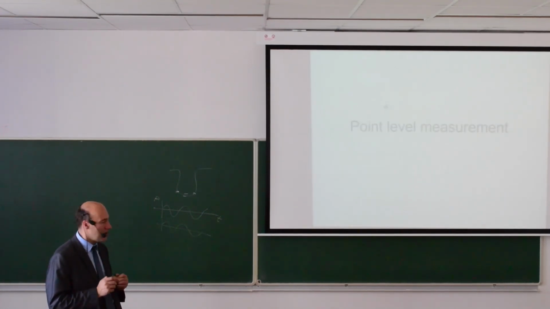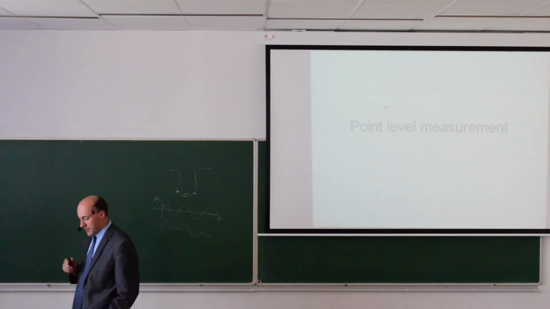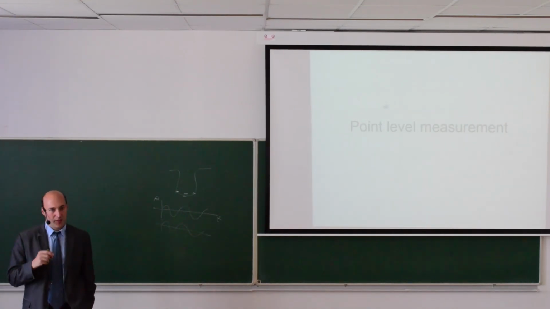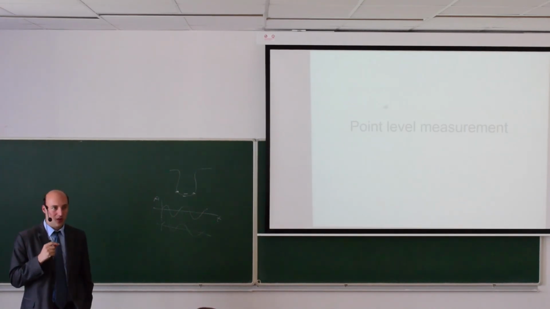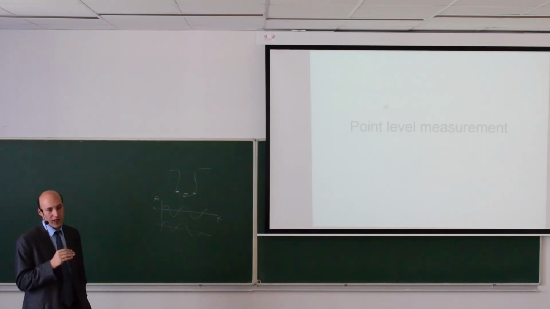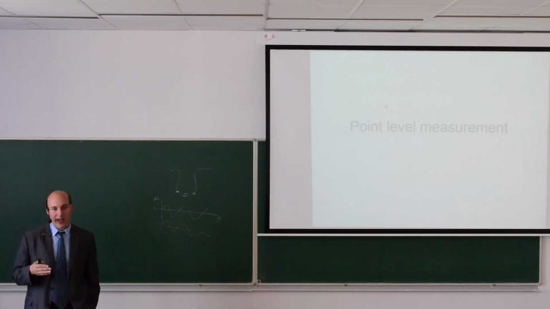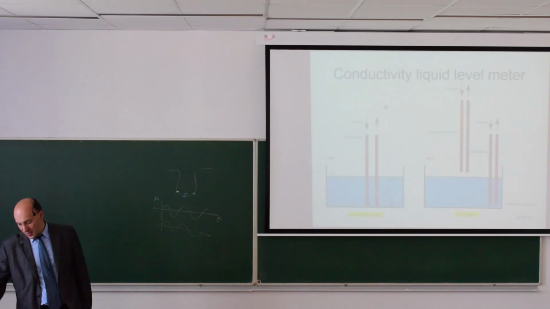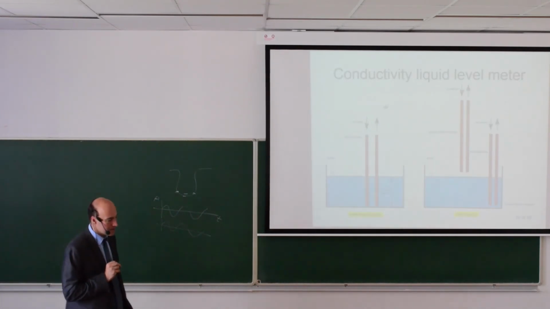Okay. And the last point will be point level measurement. So point level measurement is very similar to proximity sensing. It gives you only a yes or no answer. So yes, the liquid level is above a certain level or it is below, nothing between. So you can look for a full tank, you can look for an empty tank, for example, and that's it. We'll discuss only 2 possibilities of how to do this.